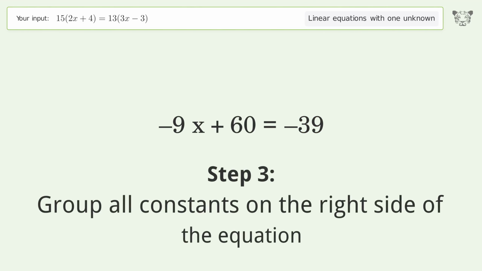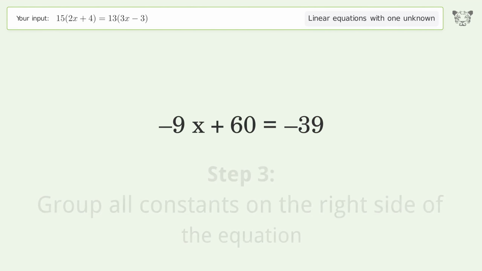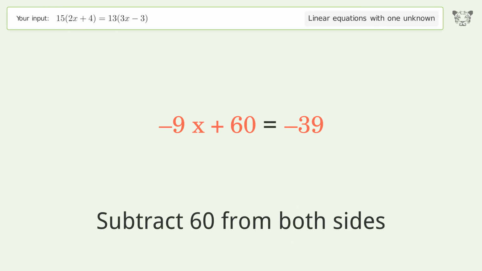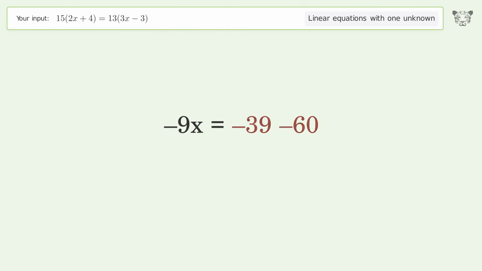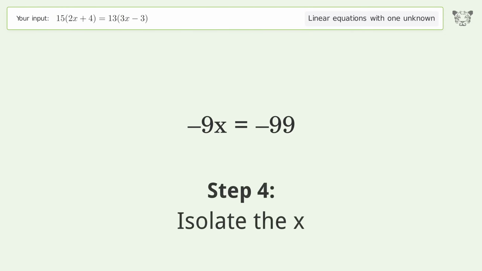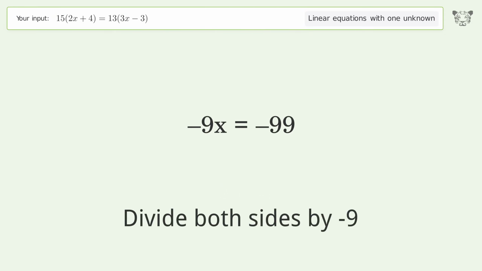Group all constants on the right side of the equation. Subtract 60 from both sides. Simplify the arithmetic. Isolate the x. Divide both sides by -9.